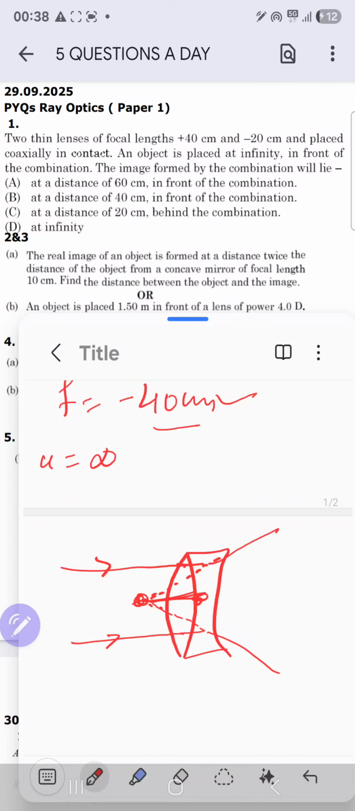So here we can choose the option. Which option is correct? Option B, you can see, at a distance of 40 centimeter in front of the combination. So here option B would be correct. So here we have to basically find the focal length of the combination. As the object is at infinity, the image would be at the focus of the combination.